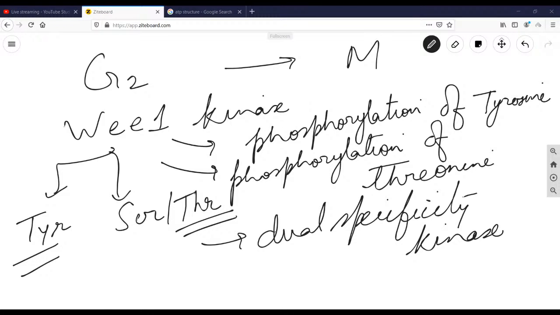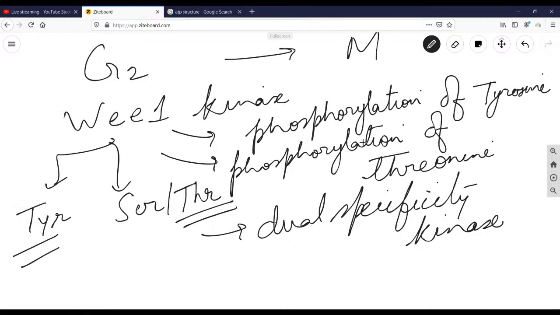Now, this kinase can phosphorylate both serine-threonine and tyrosine respectively. So it phosphorylates the mitotic cyclin which is attached with the mitotic CDK. Okay, so you have mitosis. Let me just go down here.